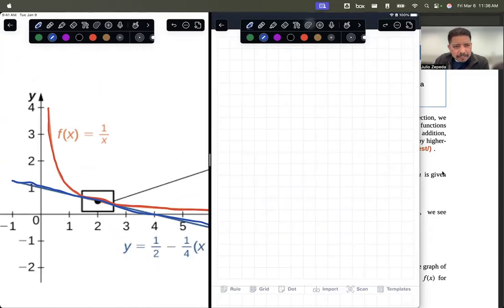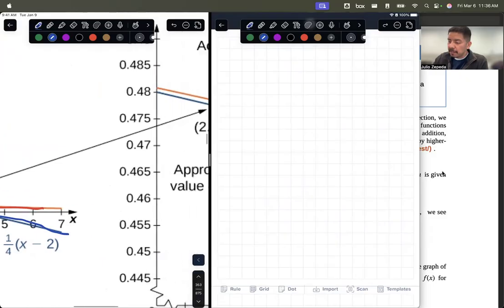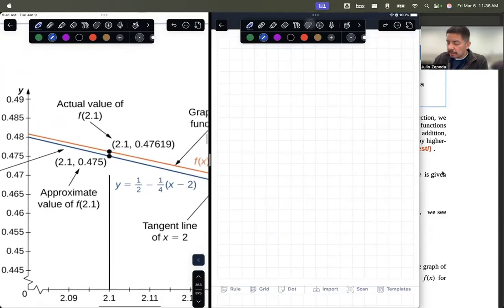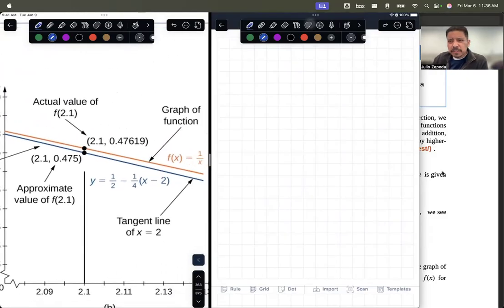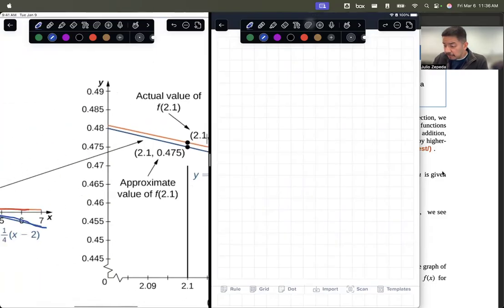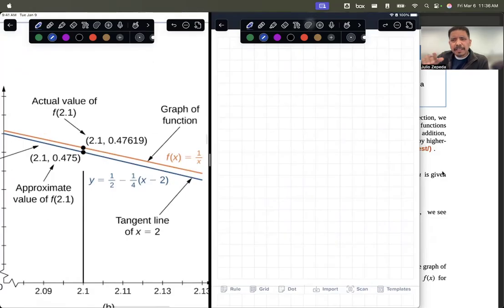Okay, so in the textbook, they zoom in on this little boxed section there where x is equal to 2. And if you zoom in on that section, you can see that the line, which is in blue, is approximately equal to, they almost look the same. They almost look like they're both linear functions, but we know that the red graph is the function 1 over x.